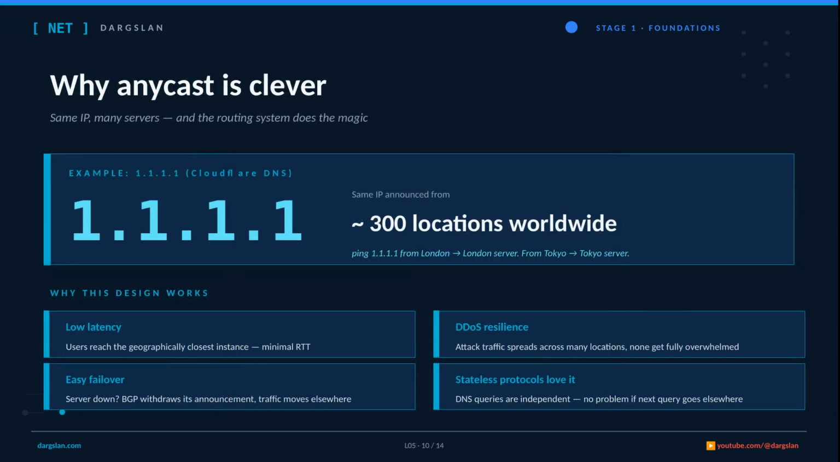Anycast deserves a closer look because it's genuinely clever. Take Cloudflare's 1.1.1.1. That single address is announced from roughly 300 locations around the world. Ping it from London, you hit a London server. Ping it from Tokyo, you hit a Tokyo one. The routing system itself picks the closest, which gives you low latency for free, natural DDoS resilience as attacks spread thin, and effortless failover. If a site drops, BGP simply withdraws the route and traffic flows elsewhere. Stateless protocols like DNS love this because every query stands on its own.